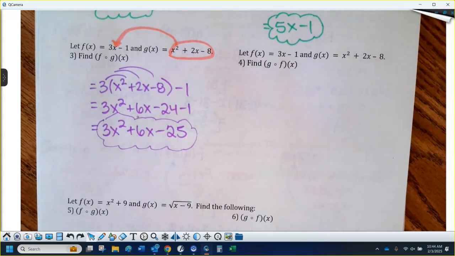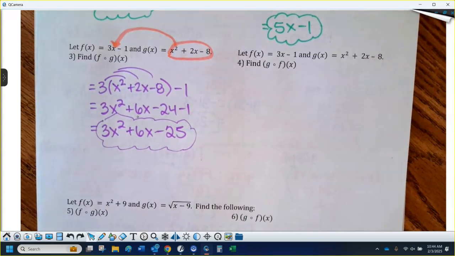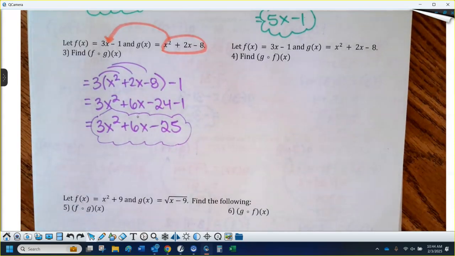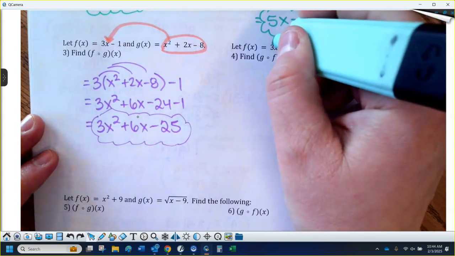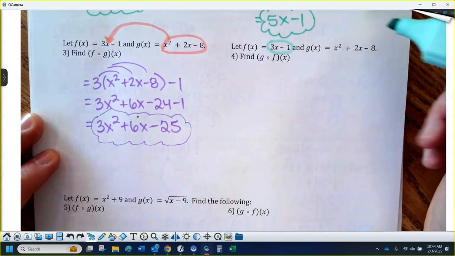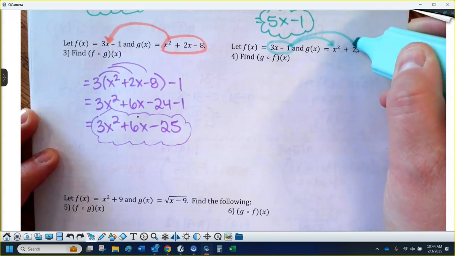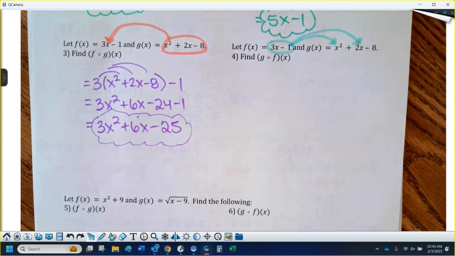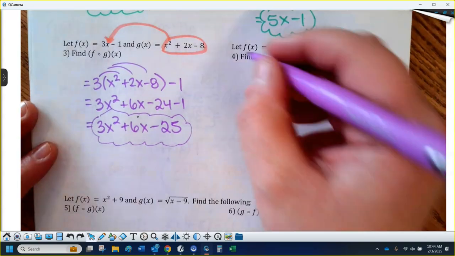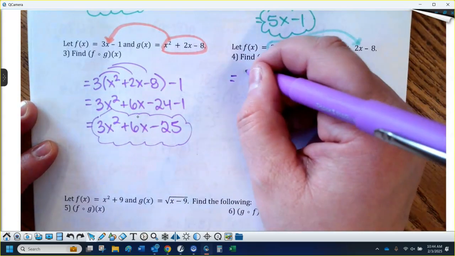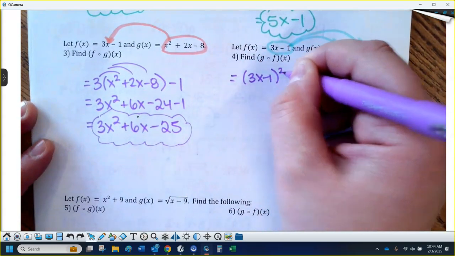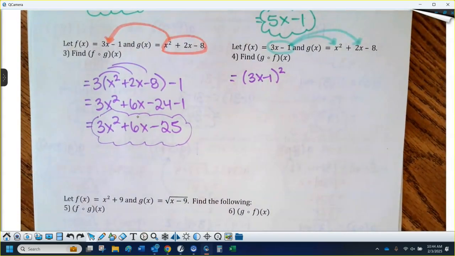Okay, now number 4 on this back side represents like the most horrible problem you would probably have to do in this entire unit. And the reason this is so tricky is because we're going to plug the f of x function into the g of x function. And it's tricky because if I'm plugging into a quadratic, you have two different places that you have an x. So when I do this, in place of the x squared, you're going to do 3x minus 1. That whole thing would be the x squared piece.